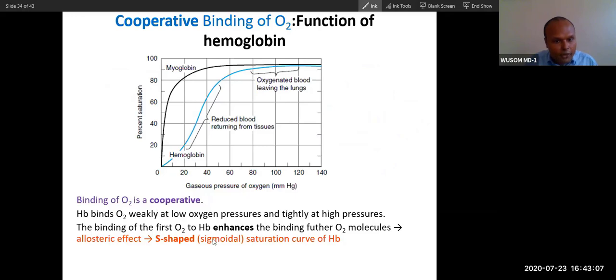So the first binding is difficult here. Once the first oxygen binds to hemoglobin, which is difficult, this binding enhances the binding of further O2 molecules. This is called cooperative binding in an allosteric way, an allosteric effect. So binding of one will help the others, and this is a type of cooperative binding.